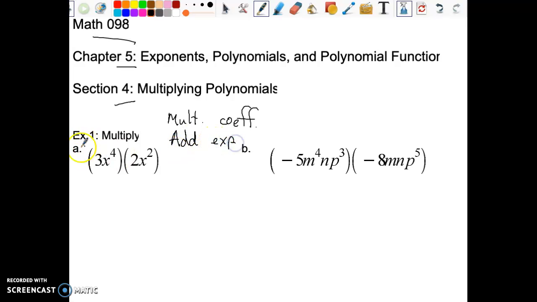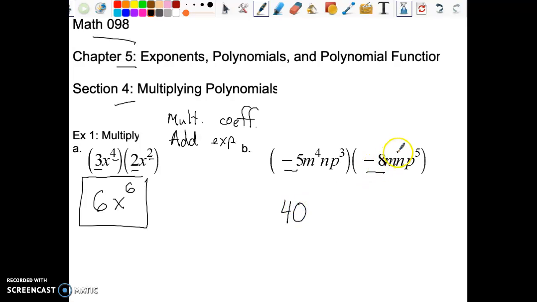As I'm looking at part A, 3 times 2 is 6, and then 4 plus 2 is 6. So 6x to the 6. Moving forward to the next one, negative times a negative is positive. 5 times 8 is 40. I'm only combining m's with m's. So as you add 4 plus 1, it's m to the 5th, n squared, because both of these are 1s, and then p to the 8th. 3 plus 5 is 8.